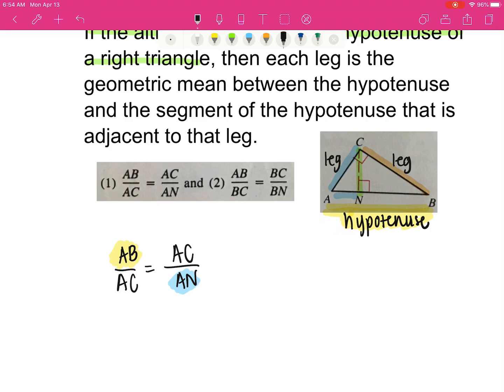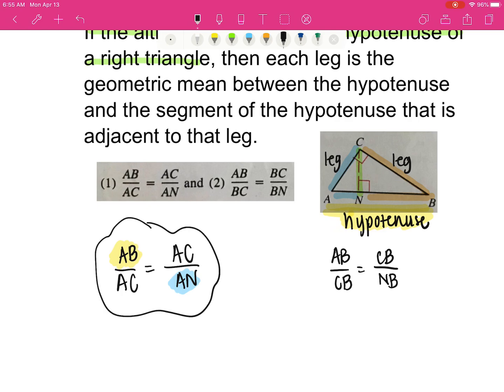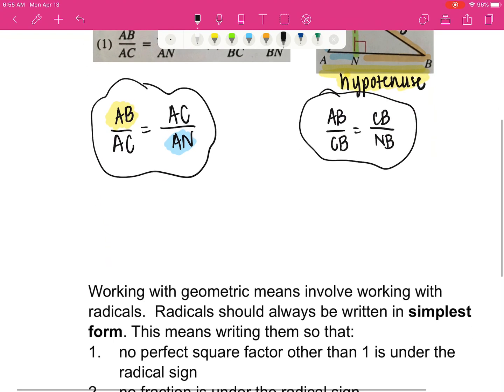Now we also have another leg. So the other leg is CB. So CB is also a geometric mean between the hypotenuse AB and the segment of the hypotenuse that's adjacent to it. So it's NB. I actually really like this theorem because it's really not too difficult if you just practice it a couple times.